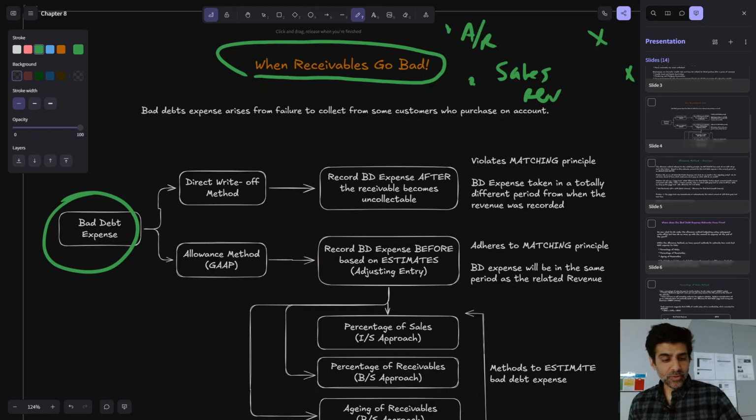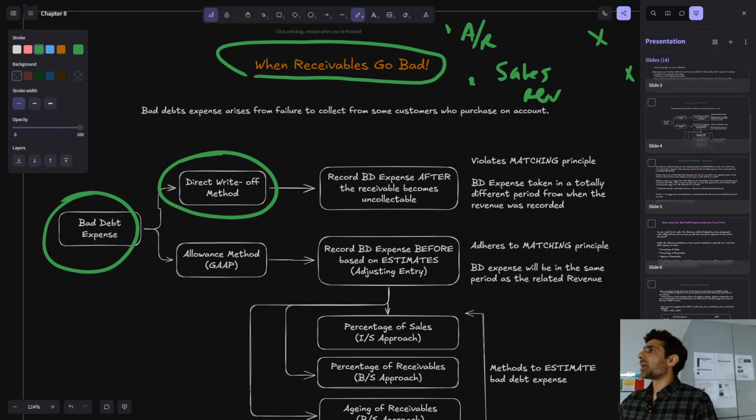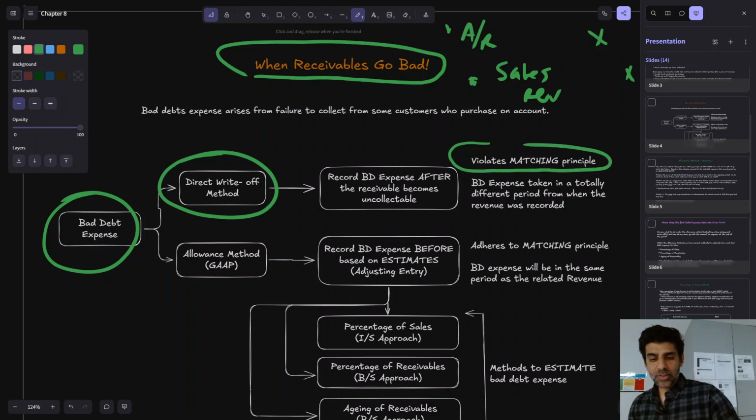So again, there's two ways that we've talked about doing that. The direct write-off method is when you realize that the account receivable is uncollectible. At that time, you're going to take the expense. So the problem with it is that you're not going to match up this revenue in the same period as the bad debt expense, because the bad debt expense is going to happen in some future time after you've given your customer some amount of time to pay off the account receivable, and they don't pay you. And at that time, you're going to then take the bad debt expense. Okay, so we're going to violate this matching principle if we use this direct write-off method.